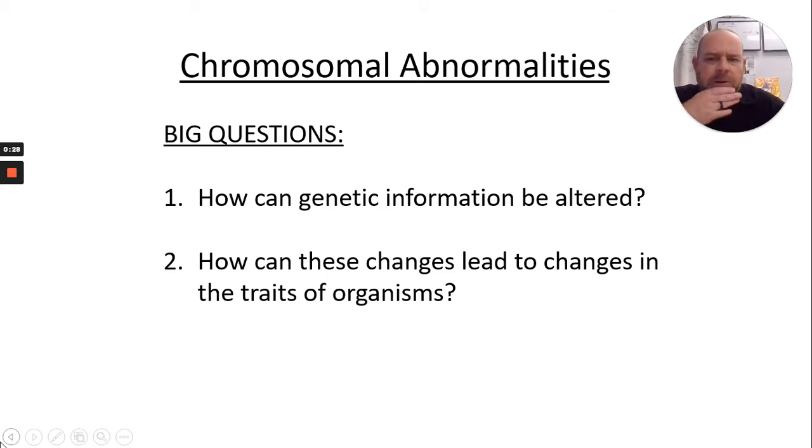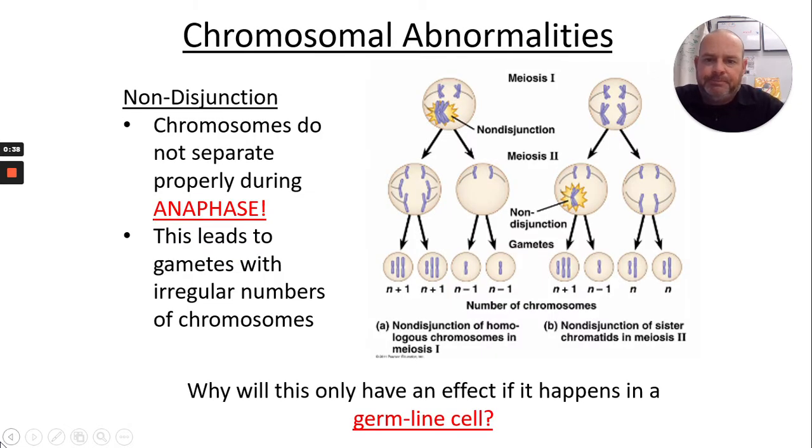So a couple questions. How can genetic information be altered, and how can these changes lead to changes in the traits of an organism? So we're going to investigate some of those things. So the first thing we need to talk about is something called non-disjunction.